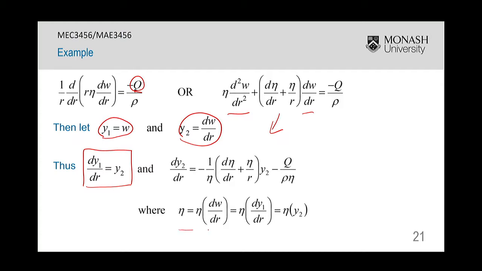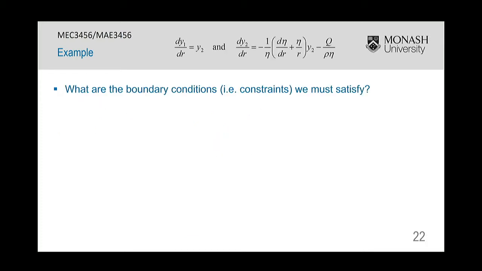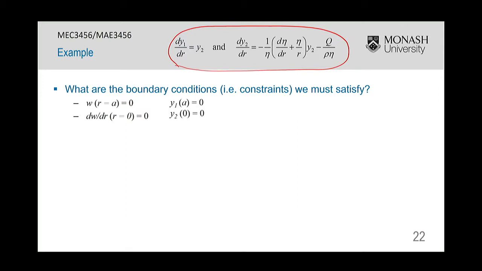Now eta is a function of dw dr, but dw dr is just dy1 dr, and dy1 dr is just equal to y2. So eta is also a function of y2. So these are the two equations we need to solve. What are the boundary conditions? That is, the constraints that we need to satisfy. Well, we've already been told that the velocity at the pipe wall is equal to 0, and that the gradient of the velocity on the axis is equal to 0. So in terms of our variables y1 and y2, that corresponds to y1 of a is equal to 0 and y2 of 0 is equal to 0. We know that these things must be true.